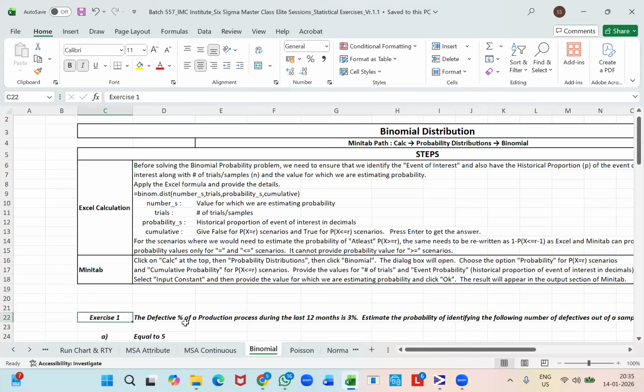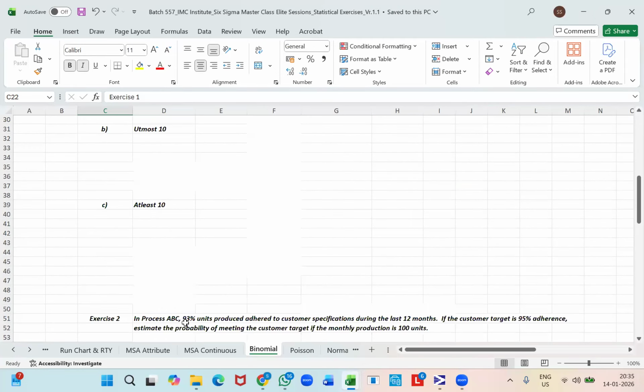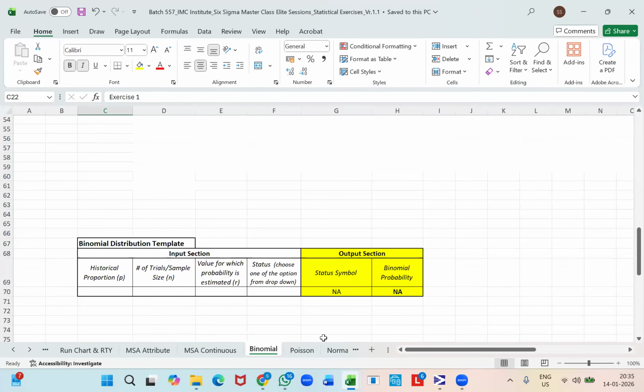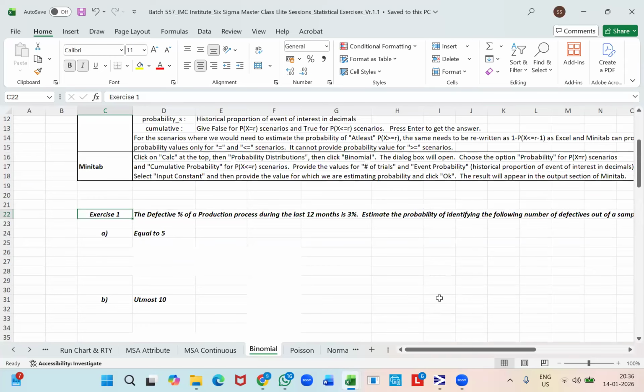So as I have done for most of the statistical concepts, I have given the steps to solve binomial distribution exercises using the Excel formula as well as using Minitab. But then as I told you, we are also going to look at how to input the values in our template here and get the answers, right? So you don't have to really apply any formula if you are using the template. And we are also going to look at how to leverage the artificial intelligence tool in order to perform all these statistical exercise calculations, right? So let us move on to exercise number 1.